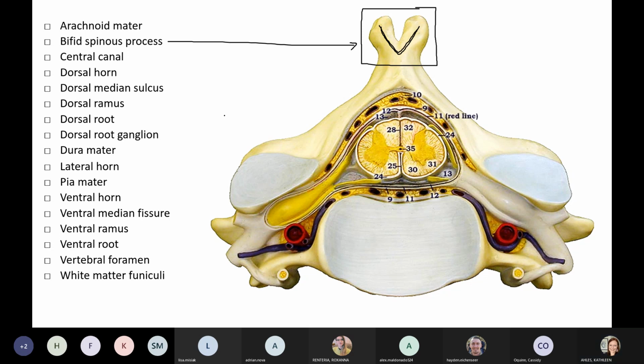process. All of my other vertebrae in the thoracic and the lumbar region, they only have one thing sticking out. So one part on their spinous process, that's everybody else. Two parts, that's my cervical vertebrae.